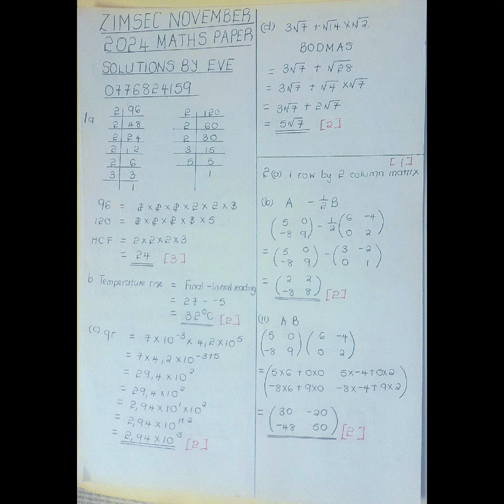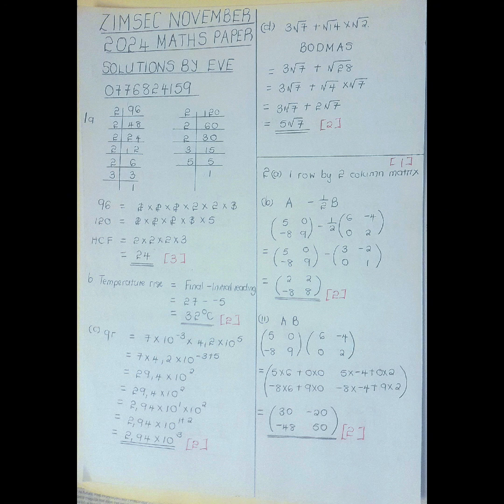And then 2a was saying write down the order of matrix 2H. It is a 1 row by 2 column matrix. And then on part B, it is saying evaluate A minus half B. We're going to first multiply matrix B by the scalar half, and then we do the subtraction in order to get 2 minus 8.